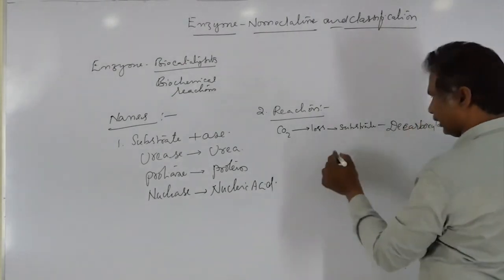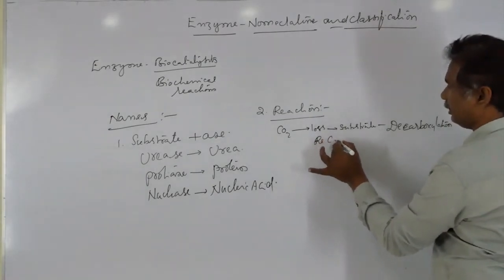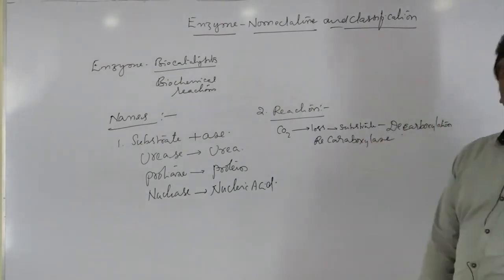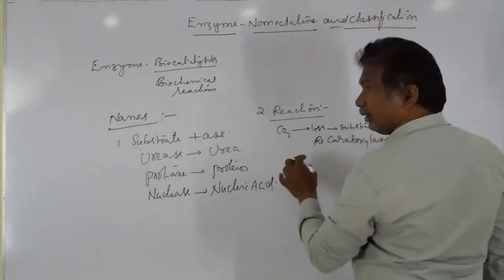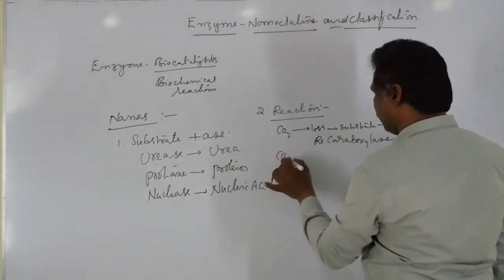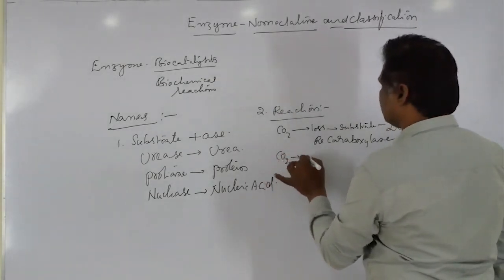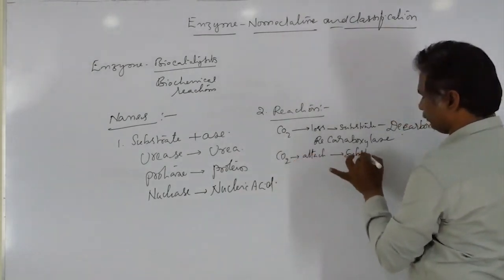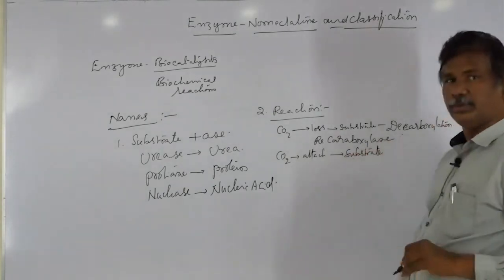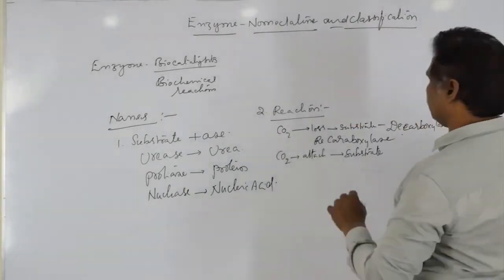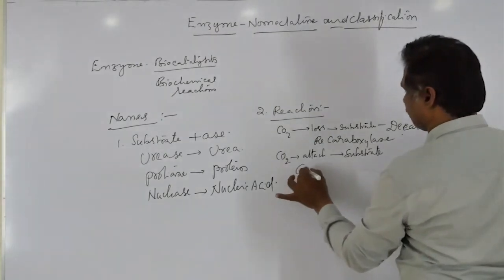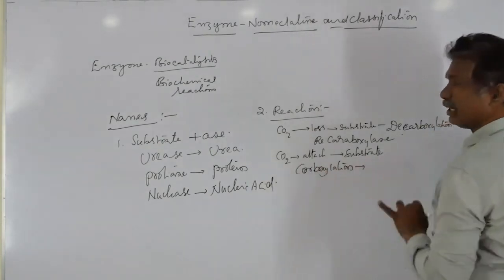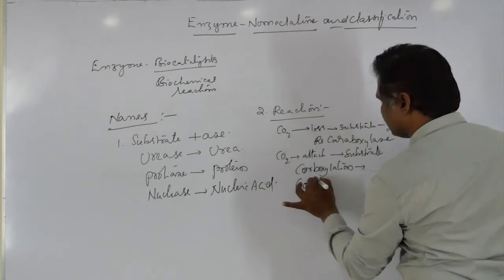The enzyme that participates in this reaction is called decarboxylase. If CO2 is attached to the substrate, that process is called carboxylation, and the enzyme is said to be carboxylase.